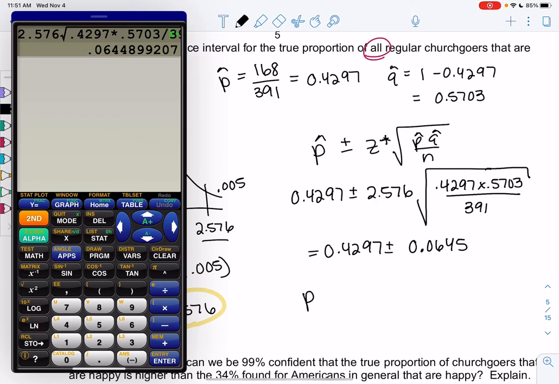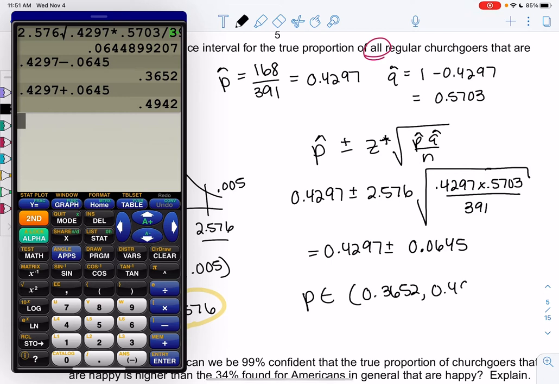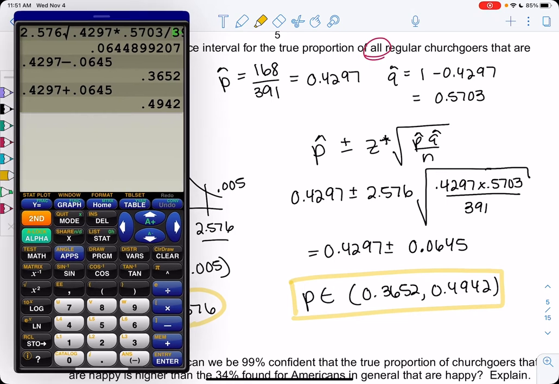And so p will be in this interval. Lower number always comes first, so the smaller number comes first. So 0.4297 minus 0.0645 gives us 0.3652. And then my upper will just change to addition, and we get 0.4942. So we're confident that the percent of happy churchgoers is somewhere in between these numbers. We don't know the exact number. That's the whole point of statistics.